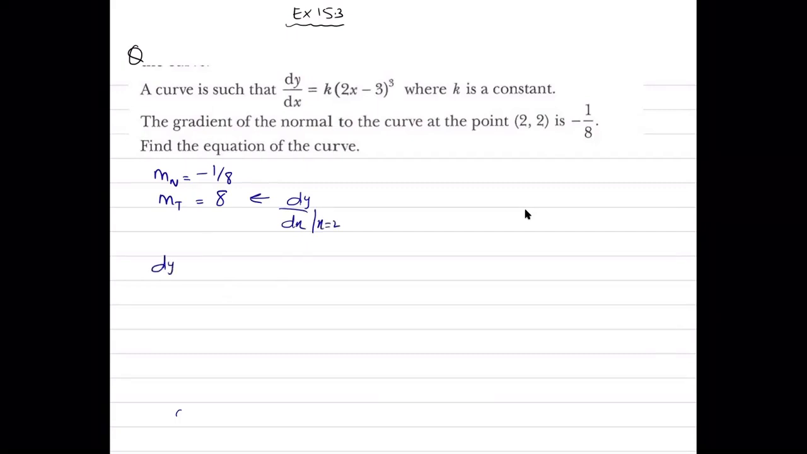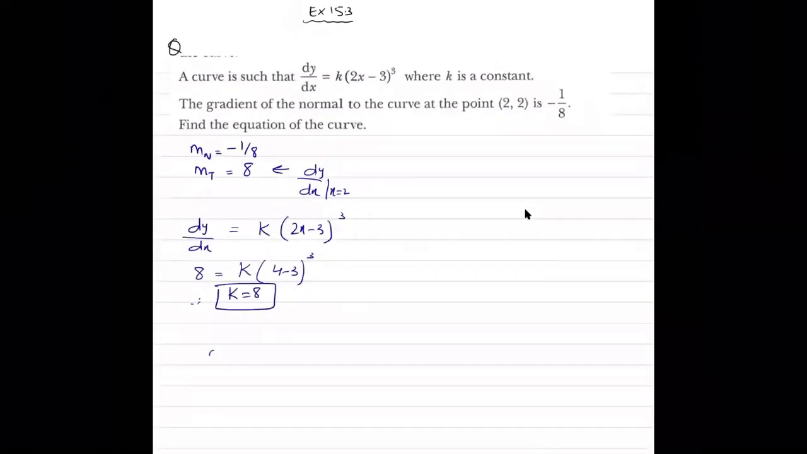Using this expression, dy by dx equals k times 2x minus 3 to the power of 3, I know that dy by dx is 8 and the x value is 2, so it is going to be 4 minus 3, that is 1. 1 to the power of 3 is 1. Therefore, the value of k comes out to be 8. Okay, so your gradient function is now going to be 8 times 2x minus 3 to the power of 3. You are being asked to find the equation of the curve.